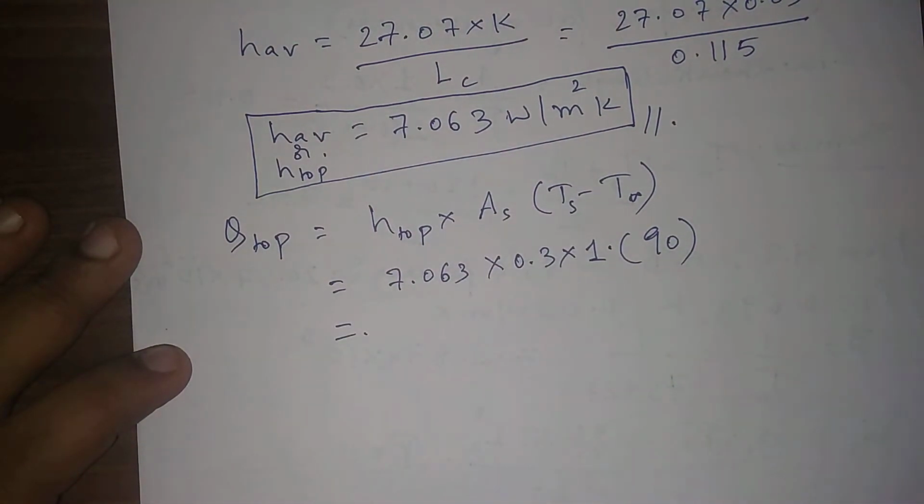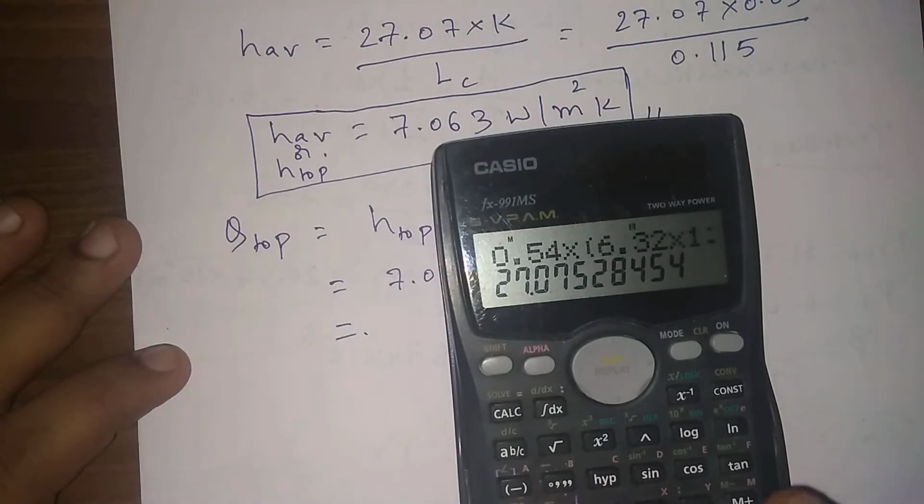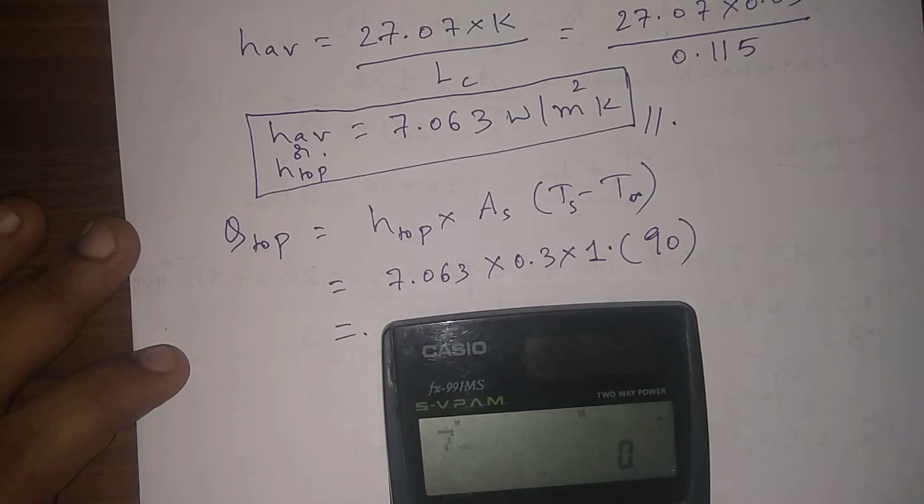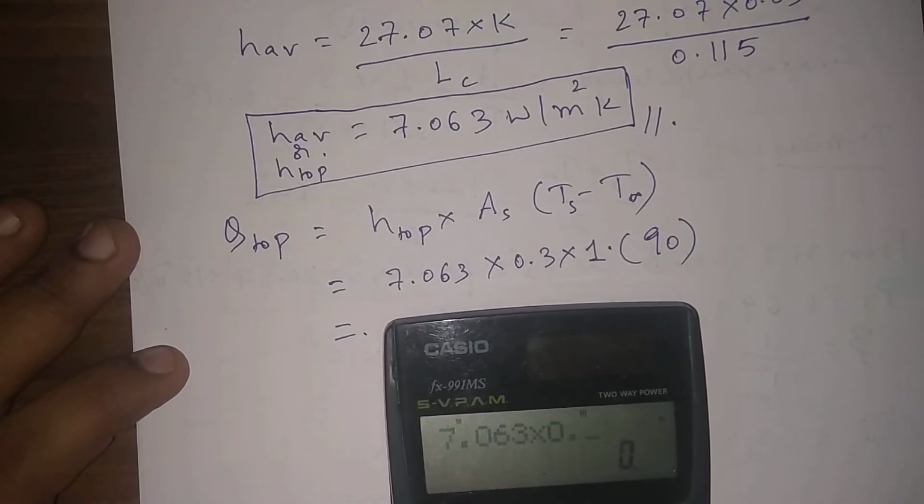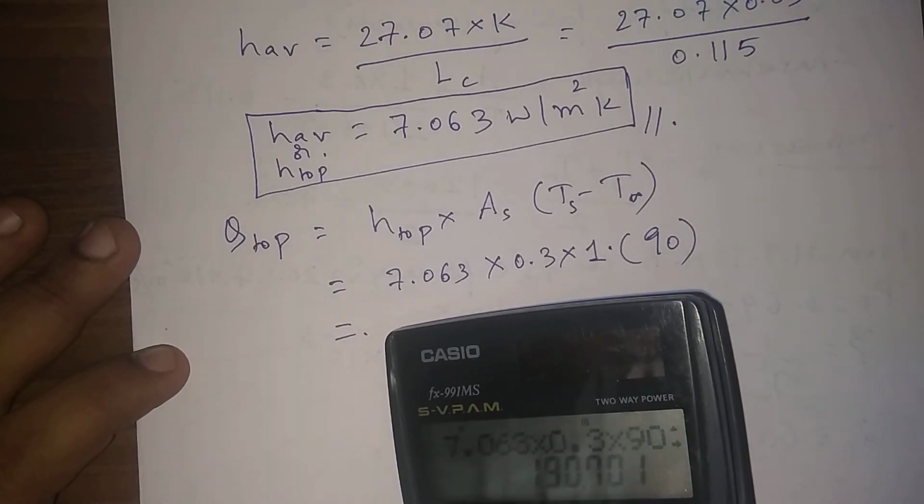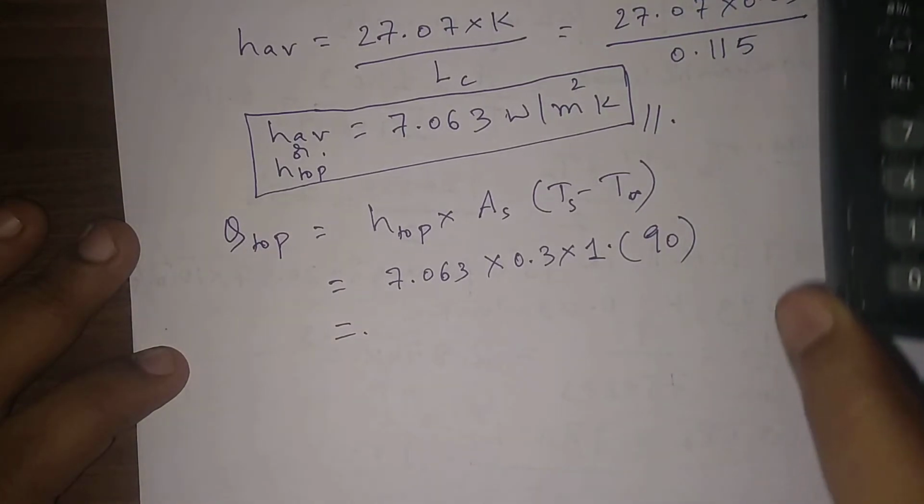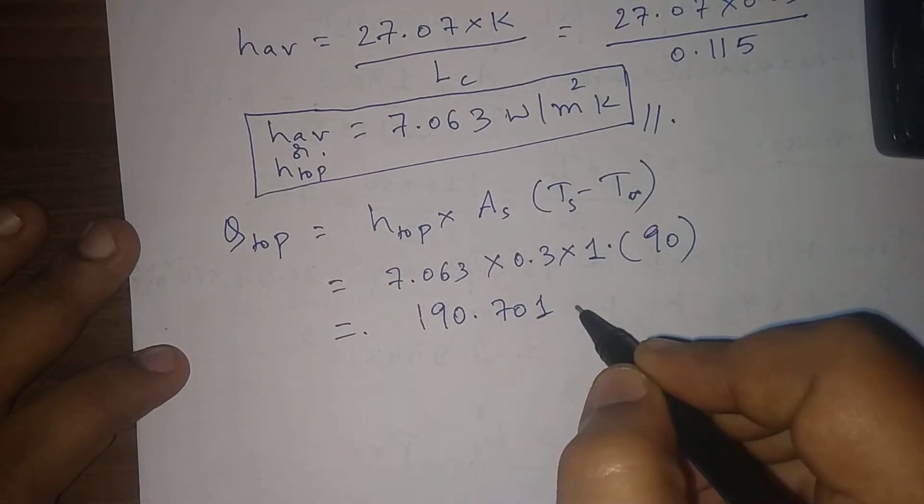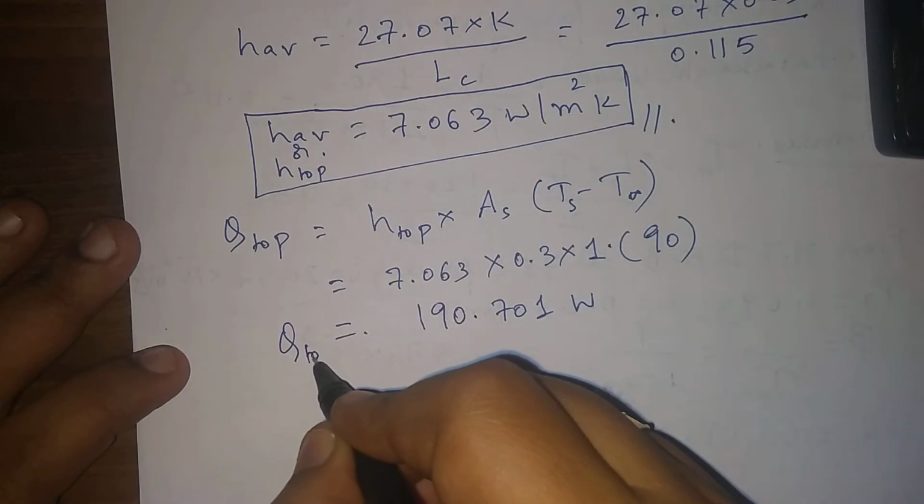Let me calculate it. 7.063 into 0.3 into 90 is turning out to be around 190.701 watts. This is for the Q top.